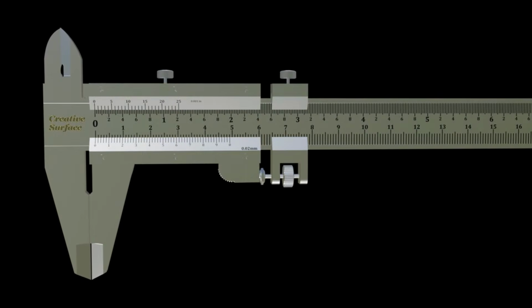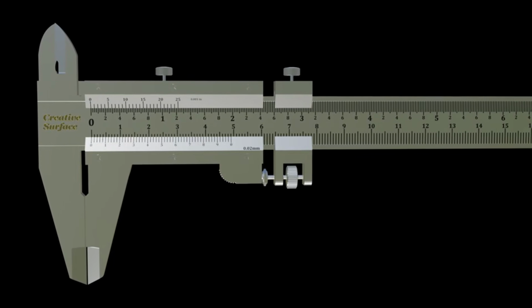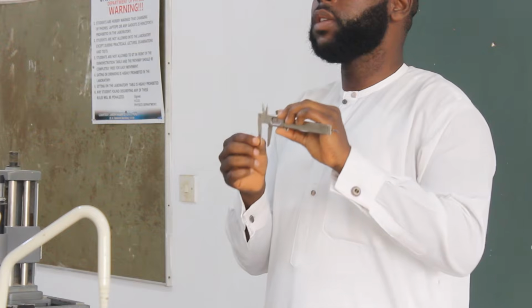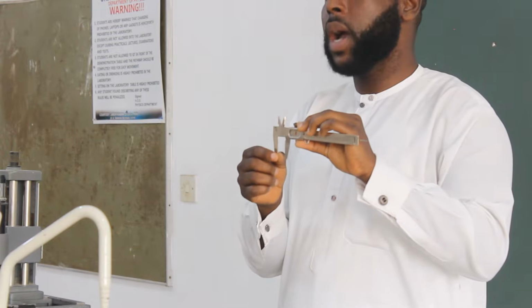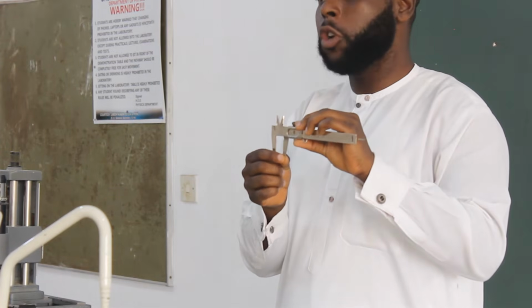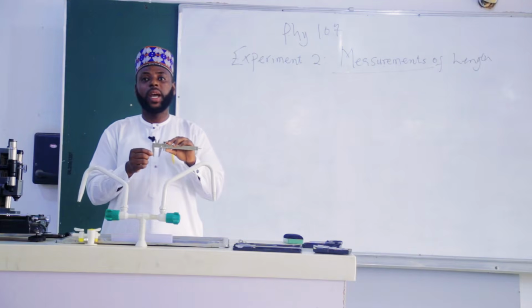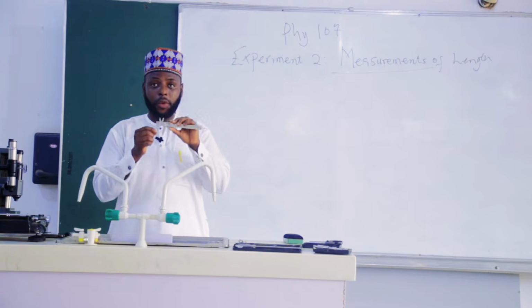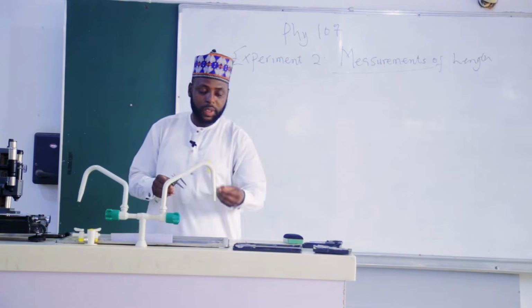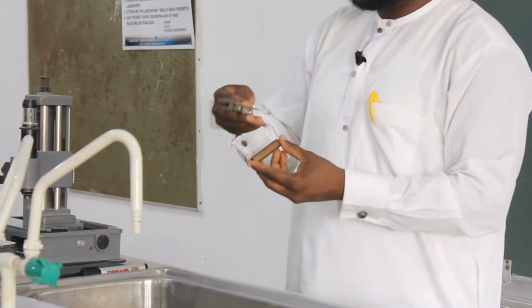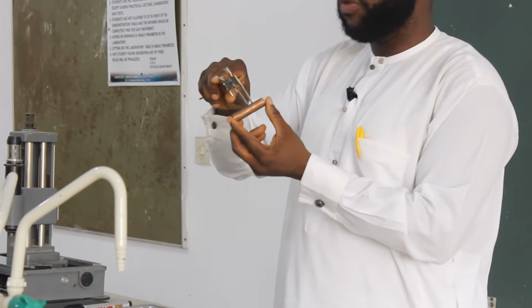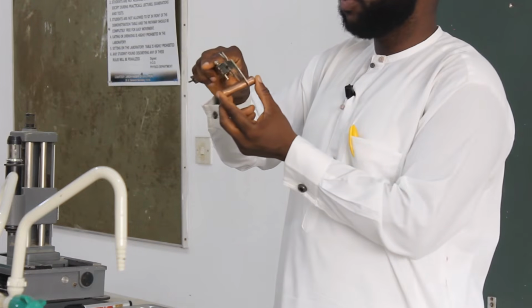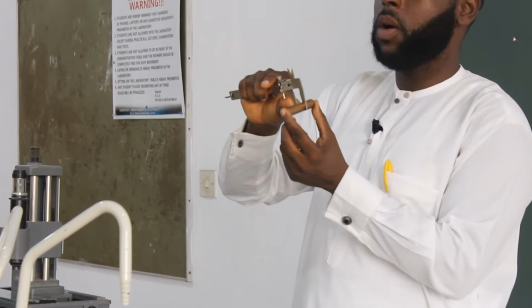We have three uses of this tool. This bottom section uses the fixed and movable blade jaw to measure the outer diameter of an object. For example, I have this cylinder and I can make use of the vernier caliper using the fixed and movable jaw blades to measure the outer diameter of the cylinder.